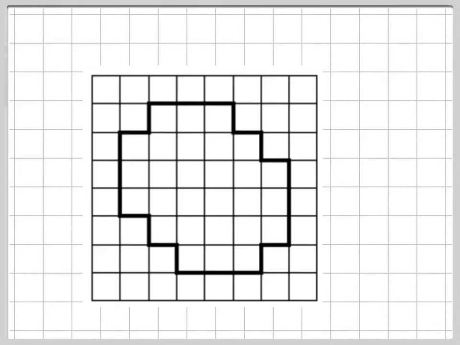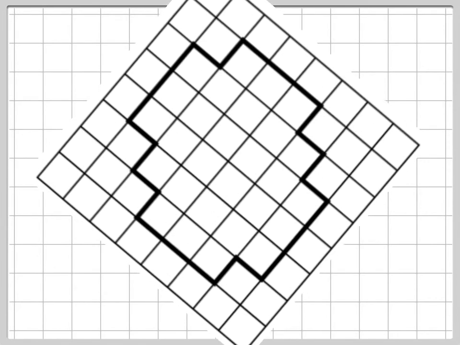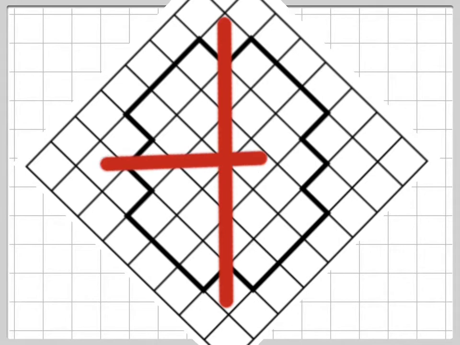Sometimes they give you shapes which are slightly misaligned, so my advice for that one would be to rotate the shape until you notice that you've got a line of symmetry. So for this one, if we rotate it like this, you can then realise that your line of symmetry is actually down the middle and going across. It's much easier to spot like that than it was when it was all lopsided.